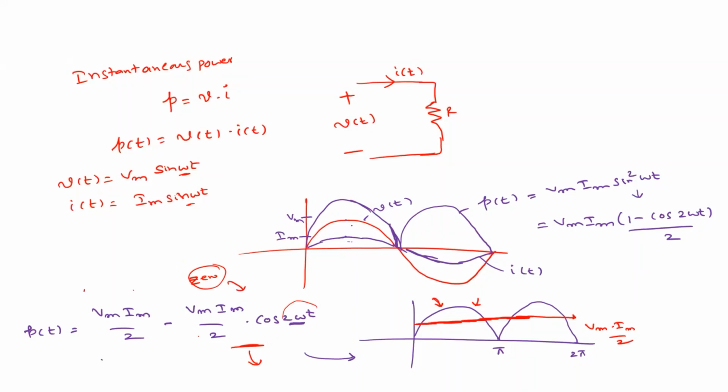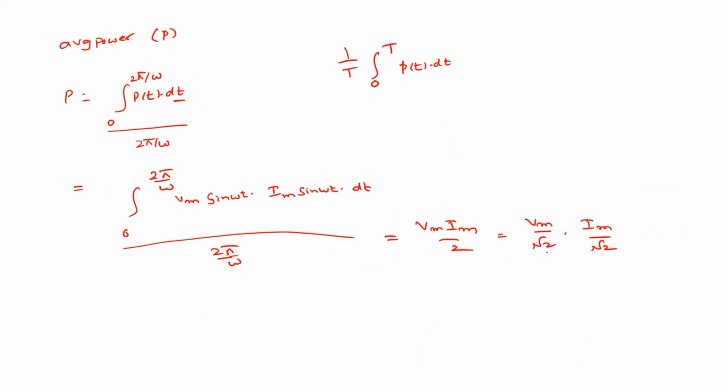So you have a cosine component which has 2 times the frequency, so its average value is 0. You are left with only the constant term, that is Vm Im by 2. So what is Vm Im by 2? Vm by root 2 into Im by root 2, so V RMS into I RMS, or simply V into I.